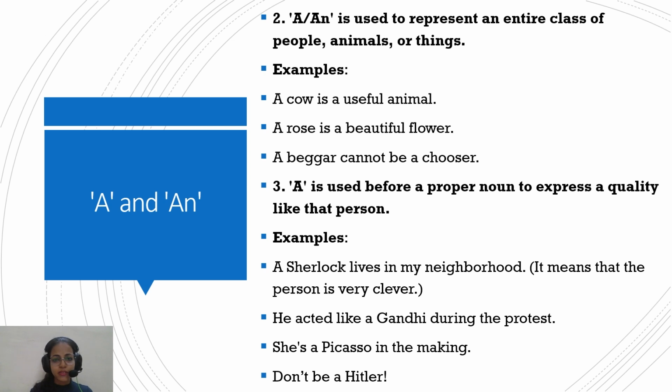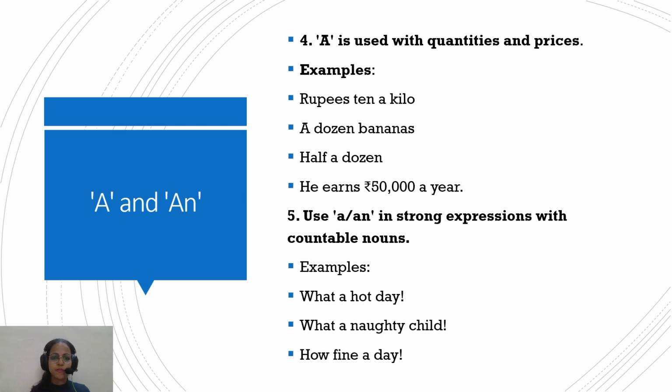Okay, don't be a Hitler. It doesn't mean you're growing a mustache like him and you've taken a rebirth and become Hitler. Of course not. So when you're using a proper noun to express the quality of a person, a is used. Now, a is also used with quantities and prices. Fairly simple.